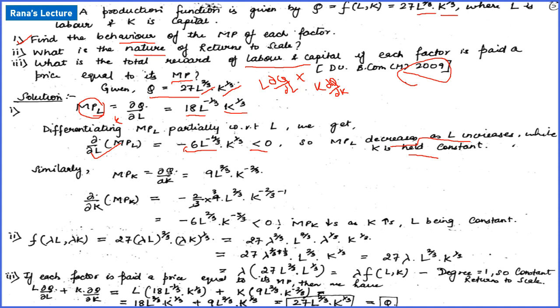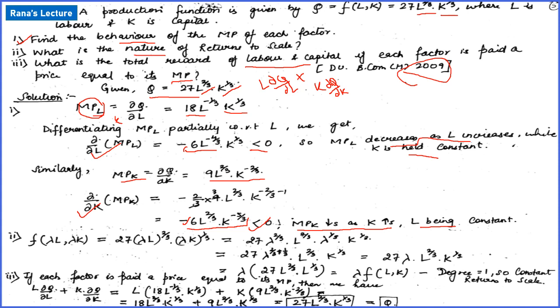Again we do the same thing for capital. हम MPK निकाल लेते हैं, जो हमारा आता है 9 L to the power 2 by 3 into K to the power minus 2 by 3. हम इसको with respect to capital फिर से differentiate करेंगे, and what we get over here is minus 6 L to the power 2 by 3 K to the power minus 5 by 3. We have a minus sign over here, which is less than 0. Again, MPK decreases as K increases and L being constant. Right? This is what we have to do in the first part of the question.